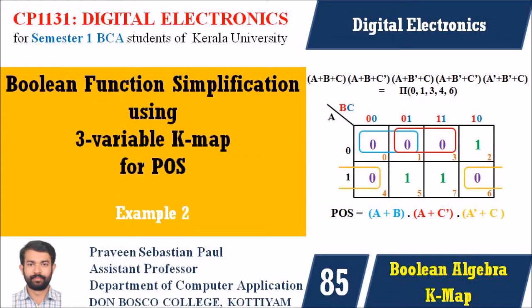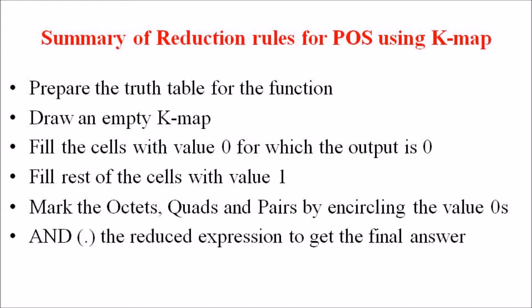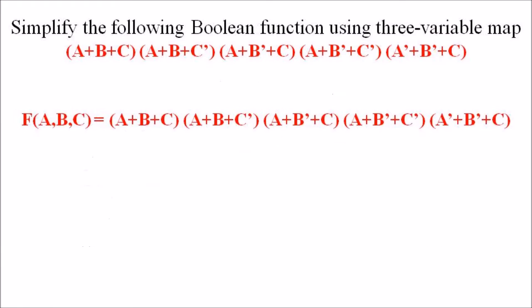In this lecture, we are discussing example number 2 for Boolean function simplification using a 3-variable K-map for POS expressions. In lecture number 83, we had discussed the reduction rules for POS using K-map. Those rules include pair reduction, quad reduction, octet reduction, map rolling reduction, overlapping group and redundant group reductions. Kindly go through lecture number 83 for detailing of these different rules. In the last lecture we had discussed an example for POS reduction of 3 variables using K-map. In this lecture we are considering our second example.